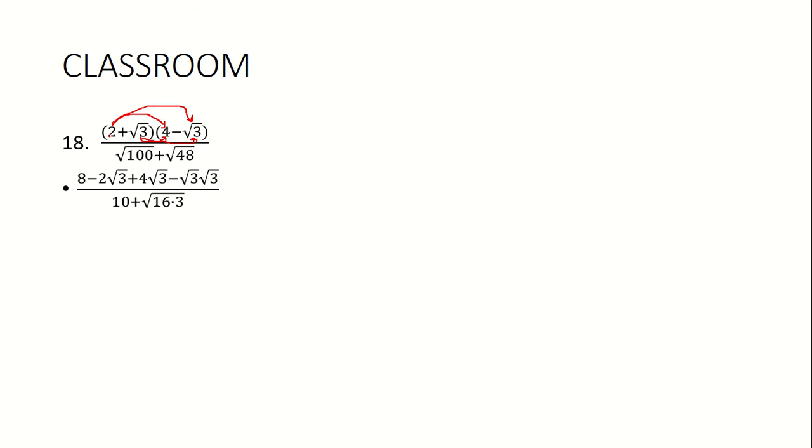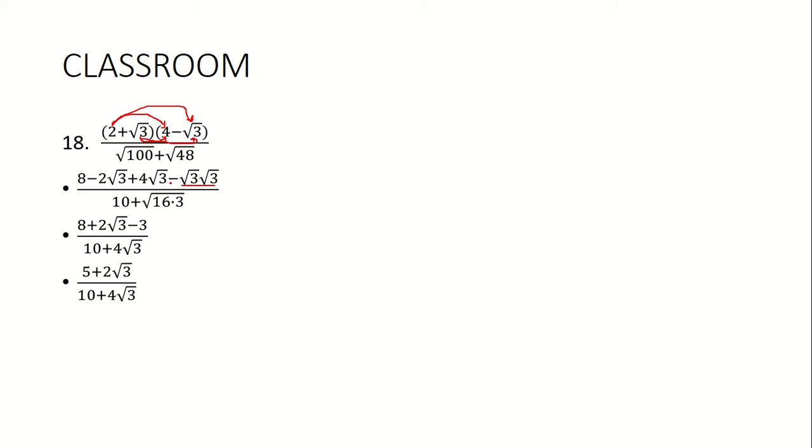2 times 4 is 8. And 2 times negative square root of 3 will be negative 2 square root of 3. Square root of 3 times 4 will be 4 square root of 3. Square root of 3 times square root of 3. Please note that there's a negative 2. Square root of 3 times square root of 3 will just be 3, okay? And then 4 minus 2 will be 2, so I'll be left with 2 square root of 3. 8 minus 3 is 5.